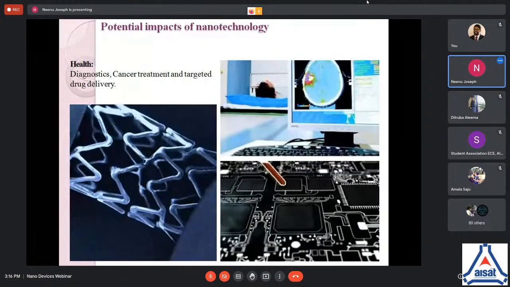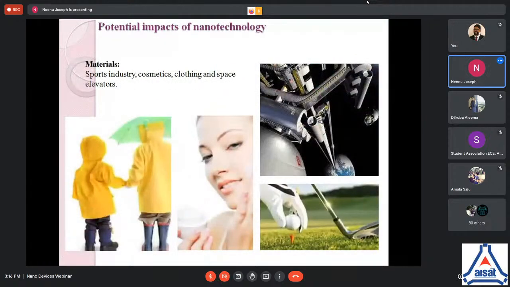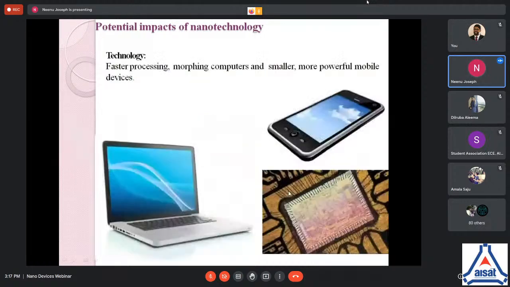There are some examples on the health and medical side. Nanotechnology is used in diagnostics, cancer treatment, and targeted drug delivery. In materials, you can see cosmetics, where nanomaterial is used, and also clothing and space elevators. Here nanoparticles are used, and the sports industry also uses nanoparticles.